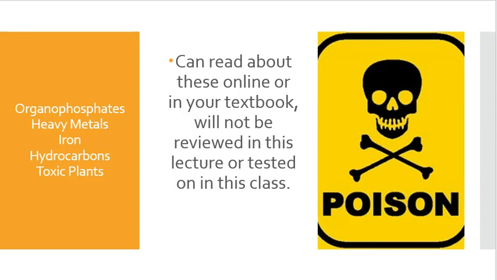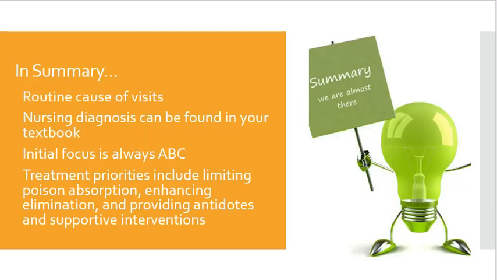So in summary, toxicological poisoning is a routine cause of many visits that we see. Nursing diagnoses can be found in your textbook. Initial focus on these types of poisonings always starts with our ABCs as a priority. Treatment priorities include limiting poison absorption, enhancing elimination, and providing antidotes and supportive interventions for that patient. So that's it for today.